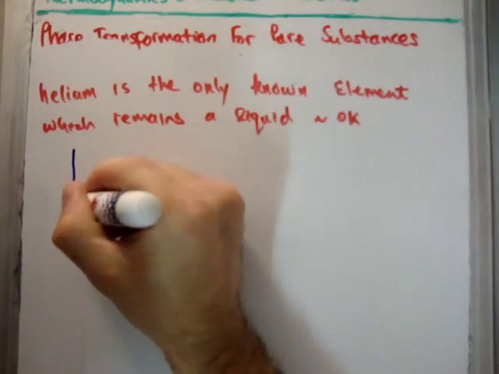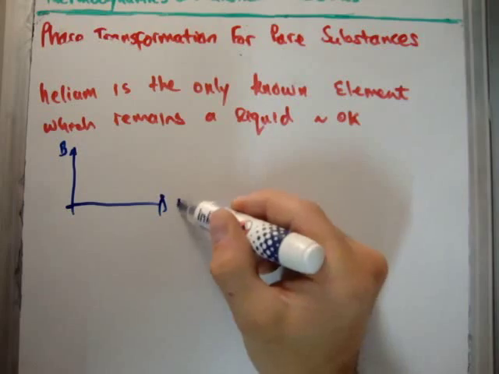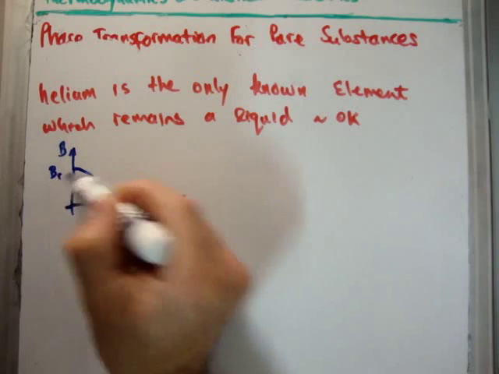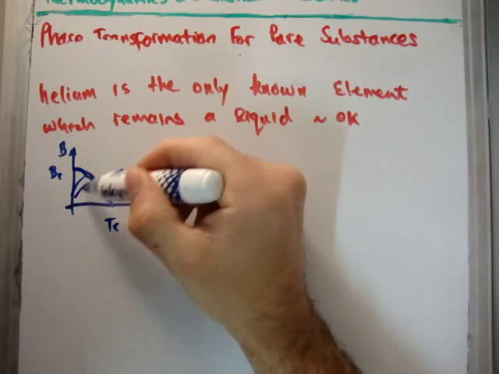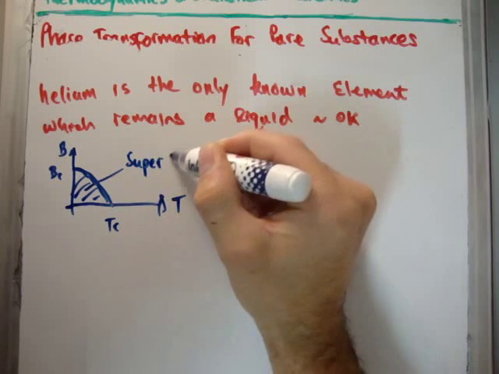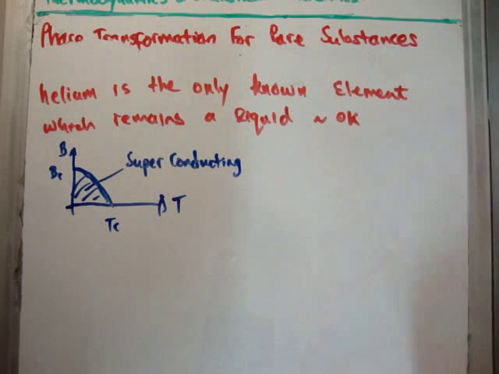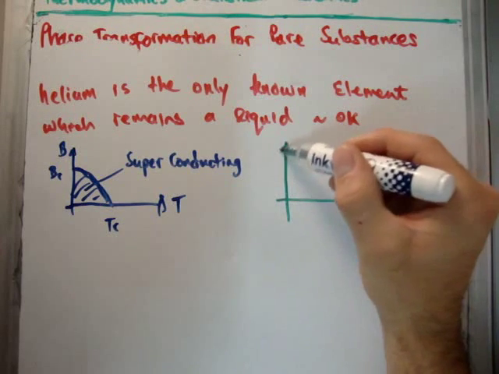So, let's say if you plot the magnetic field, which we're going to give the placeholder B, you plot B versus temperature. So, some substances have the following behavior. That in this area which I'm going to shade, it becomes superconducting. And that means it has no resistance. And we call that a new phase of matter. So this time we're plotting a B versus T graph. Alright, so it's not just pressure and temperature. Sometimes there are other variables which we might plot. And let's once again plot B versus T.